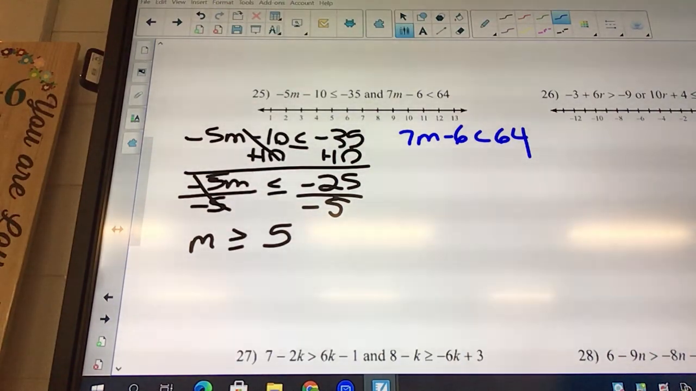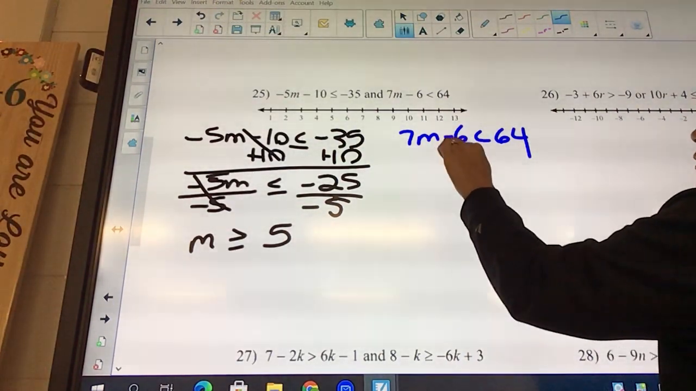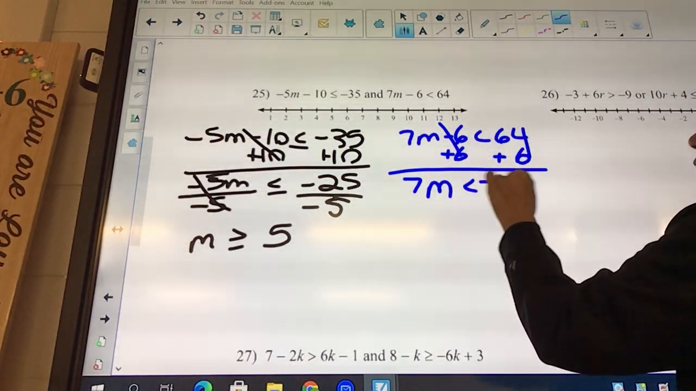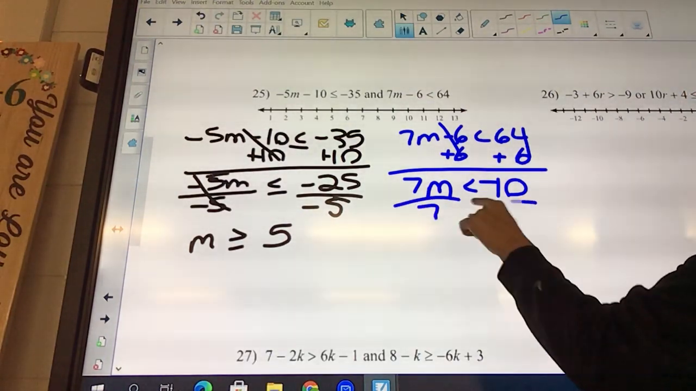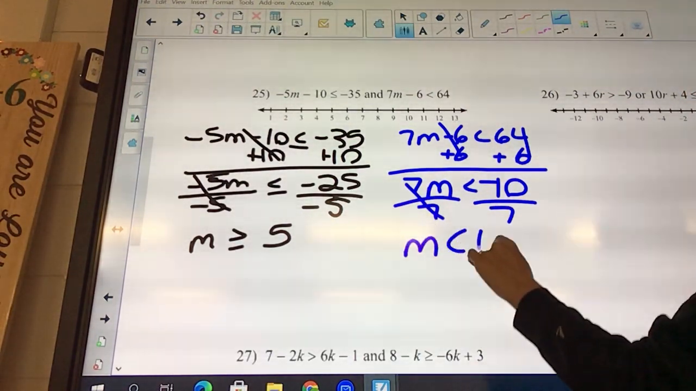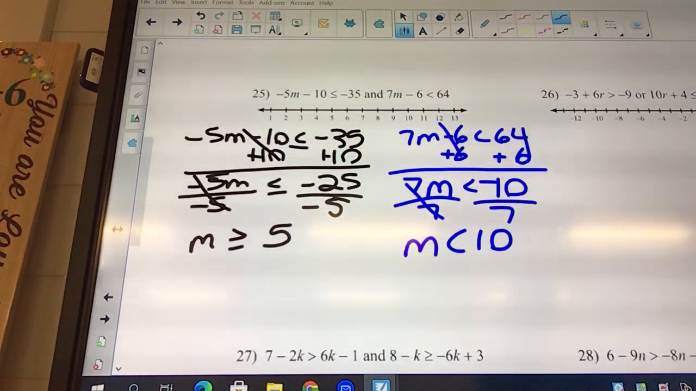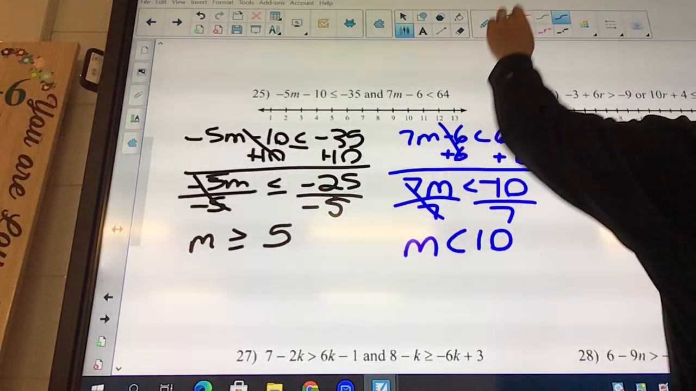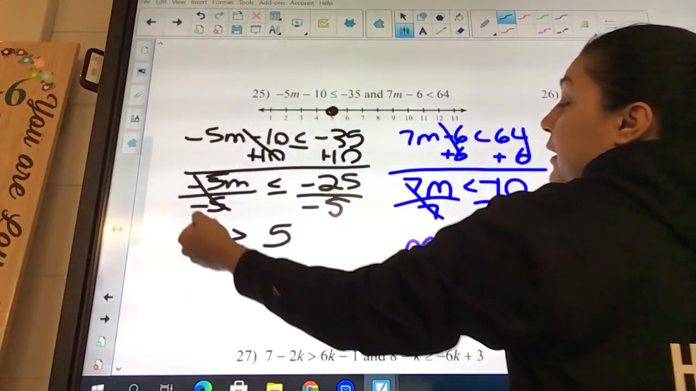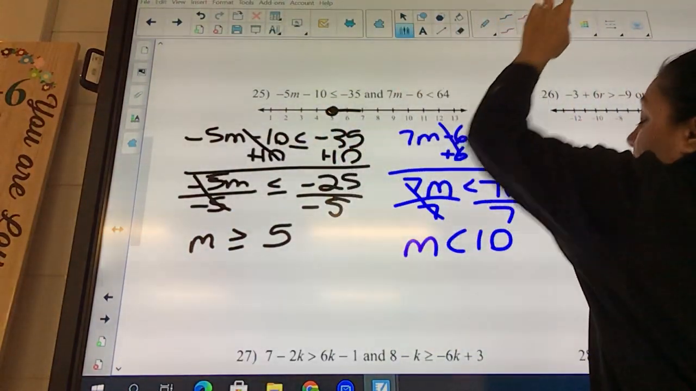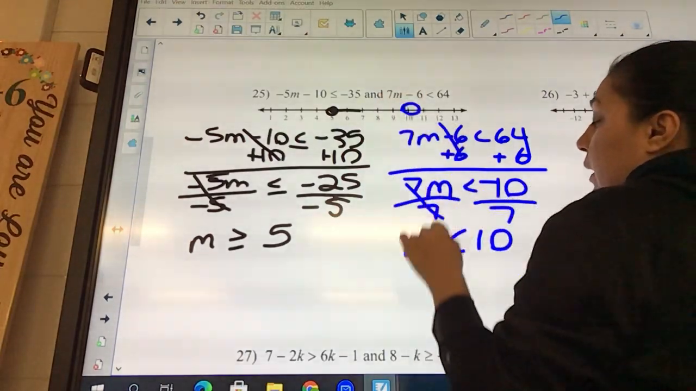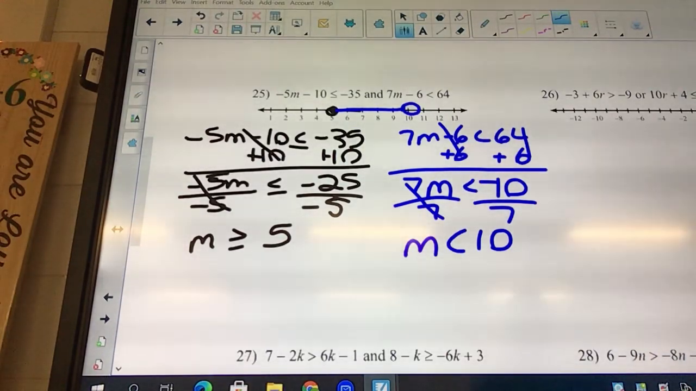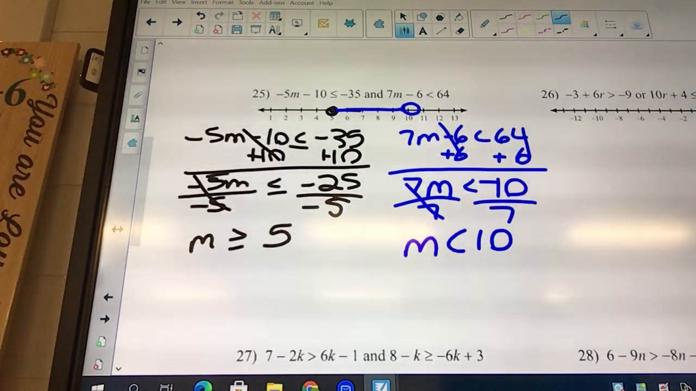Okay, on the other one, we're going to add 6 first. And then we're going to divide by 7. Okay, on that negative 5, it should be closed. It says m is greater, so it's going to go this way. The other one's going to be open, and m is smaller, so it's going to go this way. Okay, so we're going to connect our two lines together because it's an and problem.